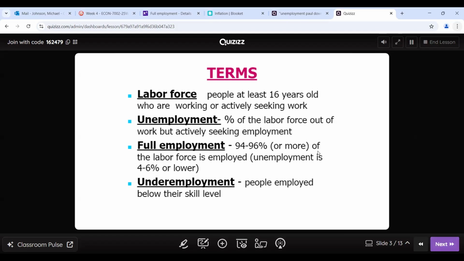So it doesn't include people that have given up. Anyone who has given up looking for a job is not included in unemployment. They're considered discouraged workers. So you have to be actively seeking work to be considered unemployed in this case. That's why the unemployment rate is flawed, because it doesn't include everybody. That's one of the main criticisms of the unemployment rate. It doesn't include people who have given up looking for work.